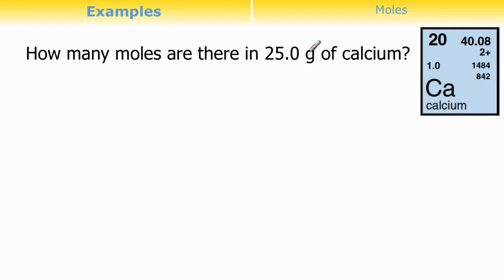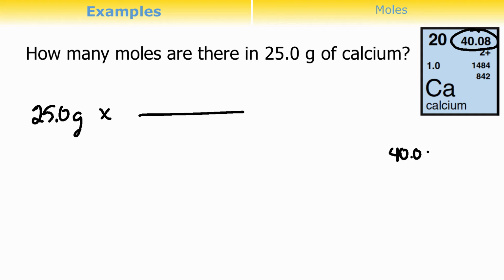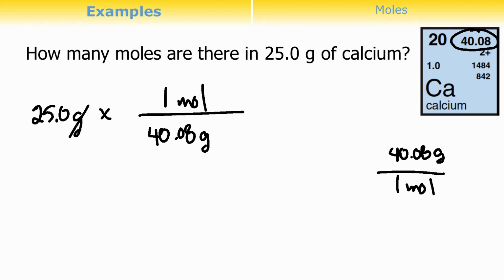If they say how many moles are in 25 grams of calcium, I write 25.0 grams of calcium and multiply it by a conversion unit. Here's my conversion unit right there, 40.08. But 40.08 is really 40.08 grams in 1 mole of calcium. If I'm wanting to get rid of the grams and keep moles, I've got to put what I want to get rid of on the bottom. So 40.08 grams would be on the bottom, which is the same as 1 mole of calcium. Here the grams would cancel, and now I simply would go 25 times 1.